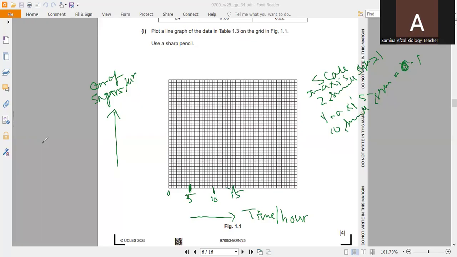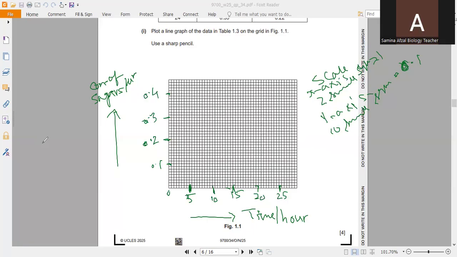15, then it will be 20, and here it will be 25. On the other side, it is 0.1, 0.2, 0.3, and 0.4. You can count down these squares because I'm just giving you hints that you can draw in this way. I'm not properly drawing or measuring anything, just giving you the idea.